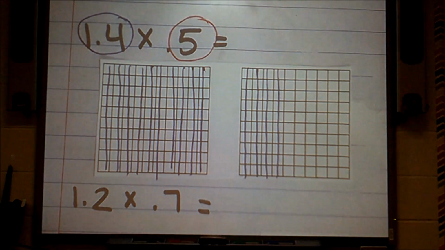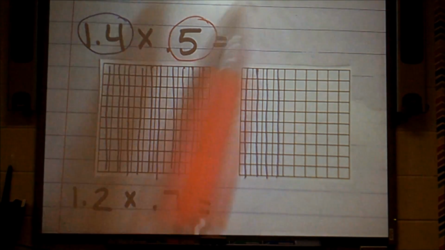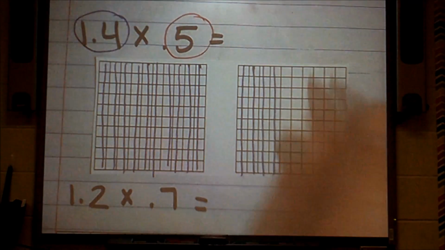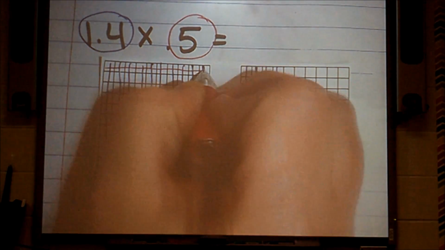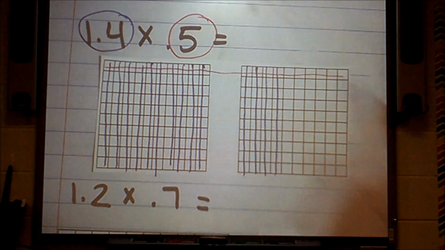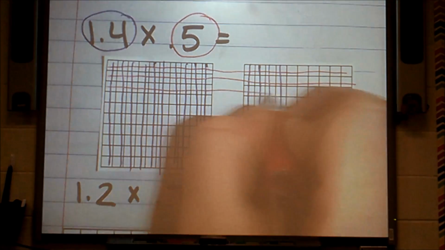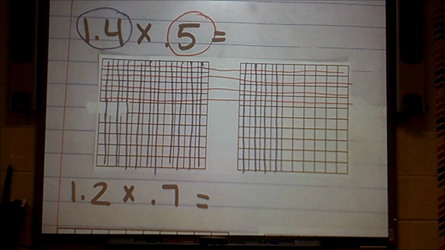Perfect. Then I'm going to take my contrasting color and I'm going to go in the perpendicular direction and color in or shade in 5/10. Notice I have to go all the way to the next one too though. Do not forget about going to that next grid. So there we have it. Vertically I have shaded in 1 4/10, and horizontally I have shaded in 5/10.